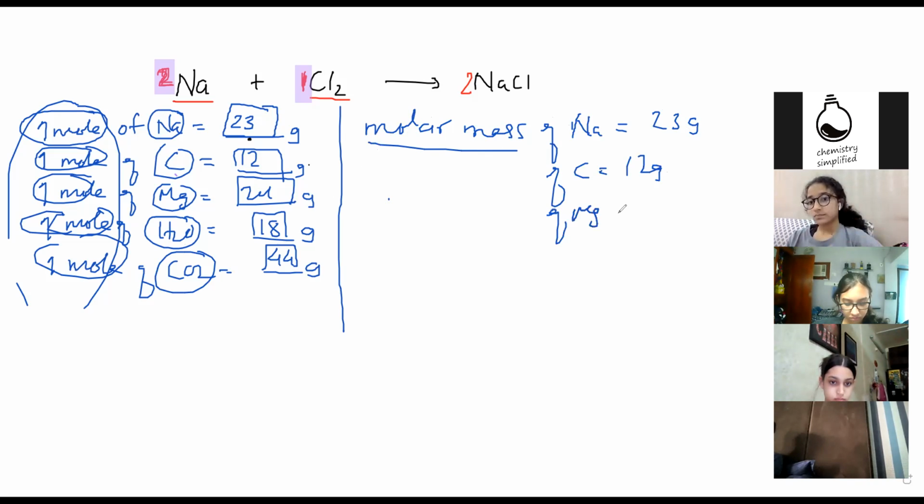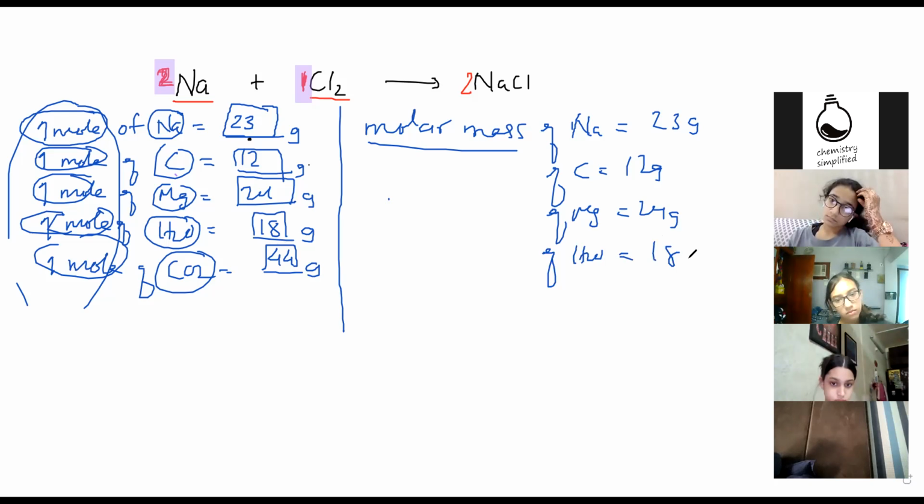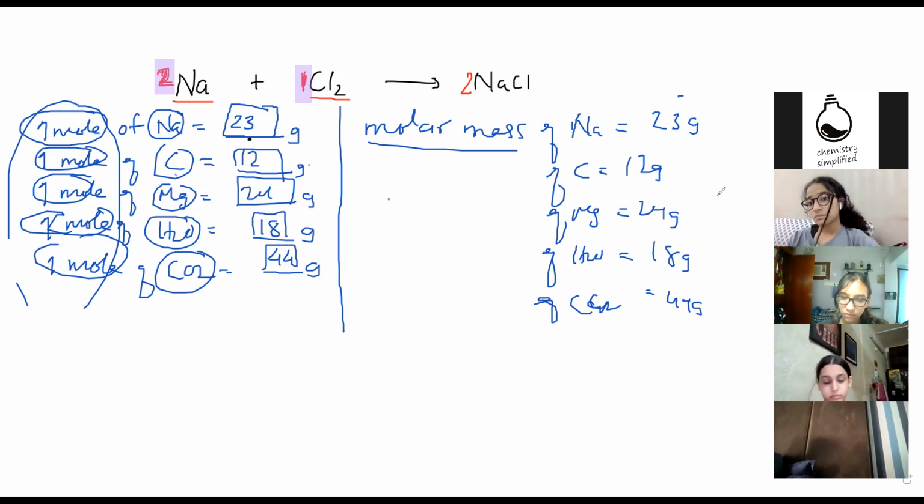Molar mass of magnesium is 24 grams. Molar mass of water is 18 grams. Molar mass of carbon dioxide is 44 grams. Okay, these are molar masses. Molar mass means mass of 1 mole.